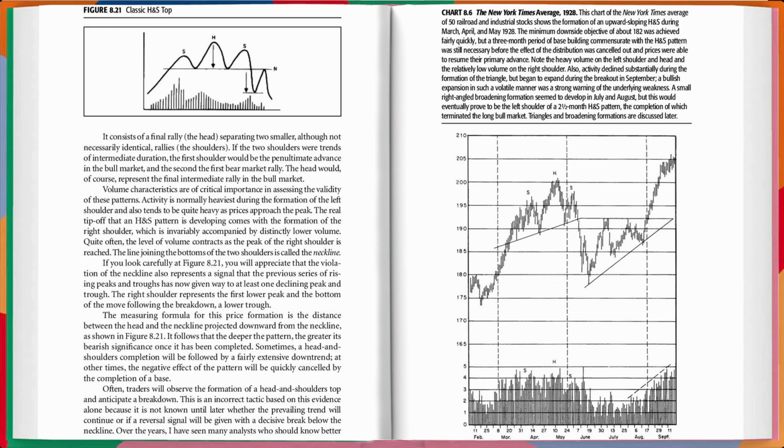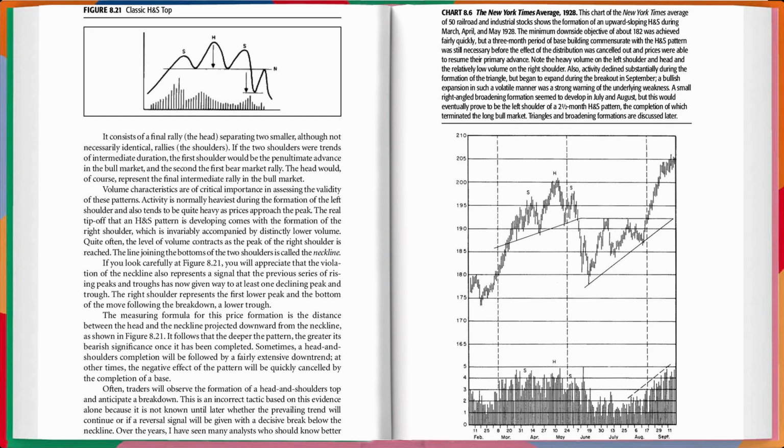Activity is normally heaviest during the formation of the left shoulder and also tends to be quite heavy as prices approach the peak. The real tip-off that an H and S pattern is developing comes with the formation of the right shoulder, which is invariably accompanied by distinctly lower volume. Quite often, the level of volume contracts as the peak of the right shoulder is reached. The line joining the bottoms of the 2 shoulders is called the neckline.